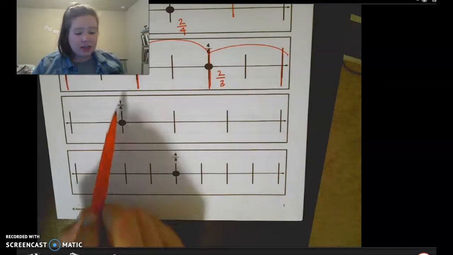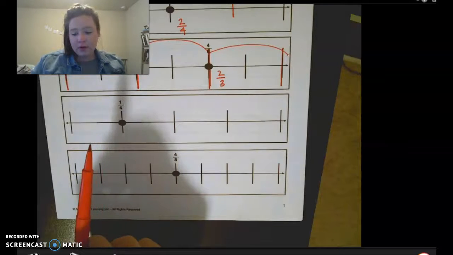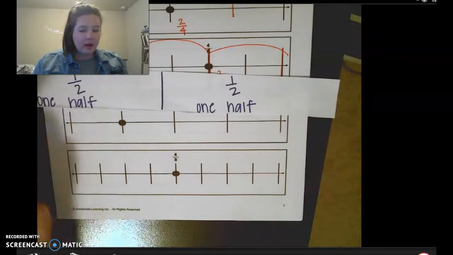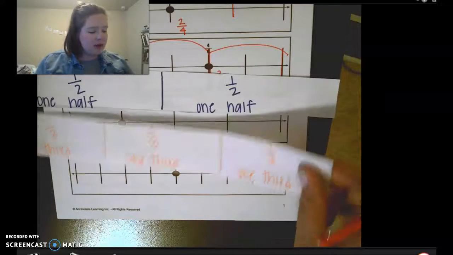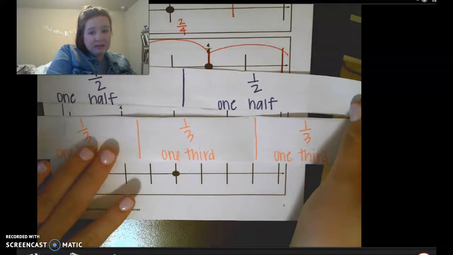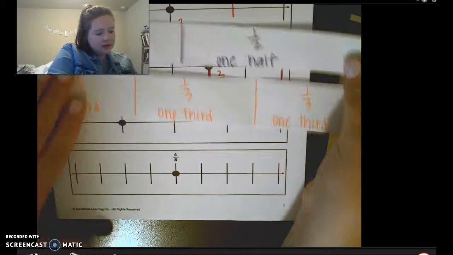All right, the next fraction is 1/4. Okay? So again, I'm going to get out my fraction strips, and you guys may not have to move your fraction strips as much. I'm just working with limited space. All right?